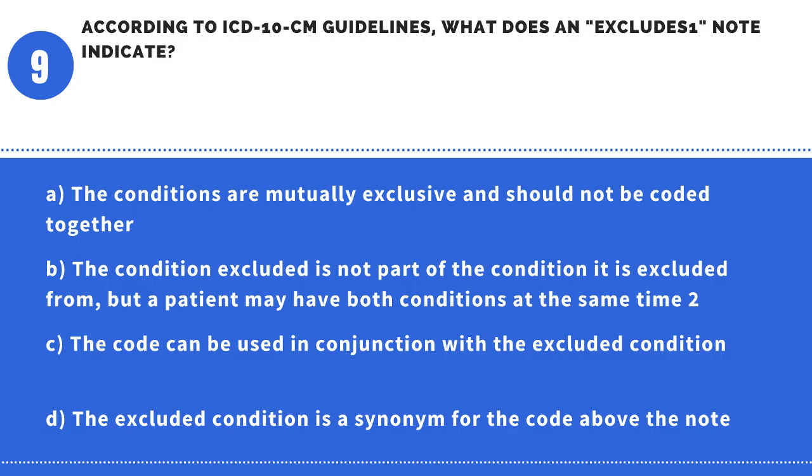Question 9. According to ICD-10-CM guidelines, what does an Excludes1 note indicate? A. The conditions are mutually exclusive and should not be coded together. B. The condition excluded is not part of the condition it is excluded from, but a patient may have both conditions at the same time too. C. The code can be used in conjunction with the excluded condition. D. The excluded condition is a synonym for the code above the note.